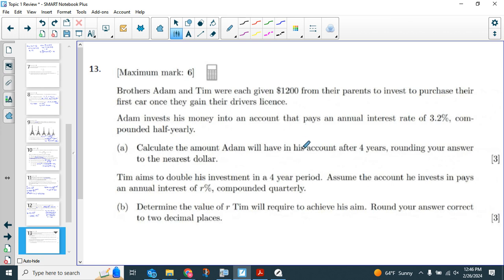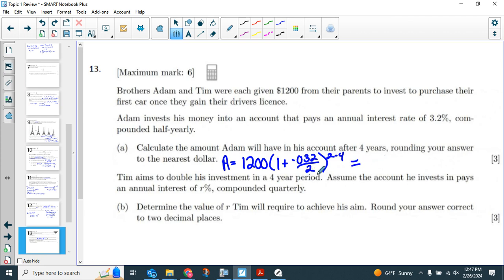All right. So here we can say A is equal to P, which is 1,200, times 1 plus r, which is 0.032, over n, compounded half yearly, that's semi-annually, so that's 2, to the 2 times 4 power.